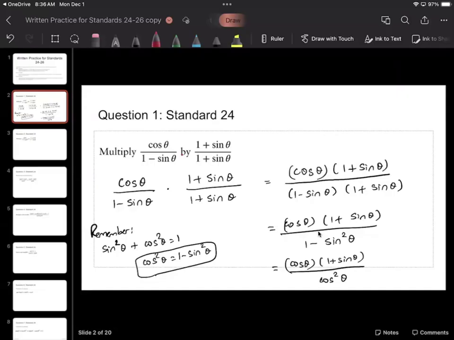So then what happens is this cosine theta gets cancelled with one of the cosine theta, giving you the final answer as 1 plus sine theta over cosine theta. That's your final answer.